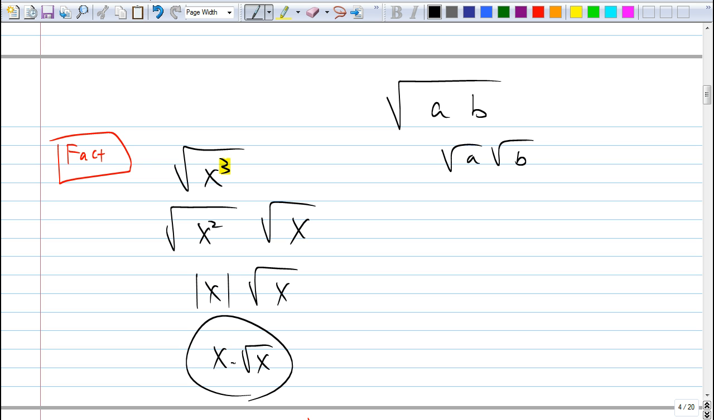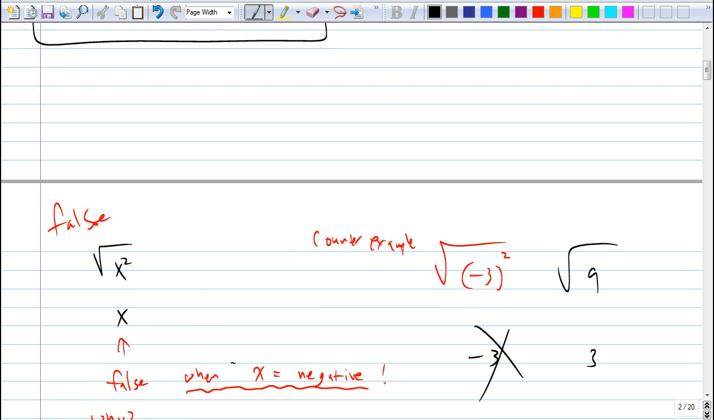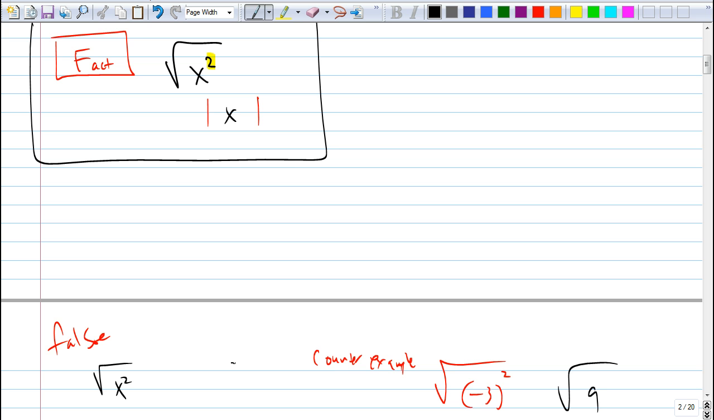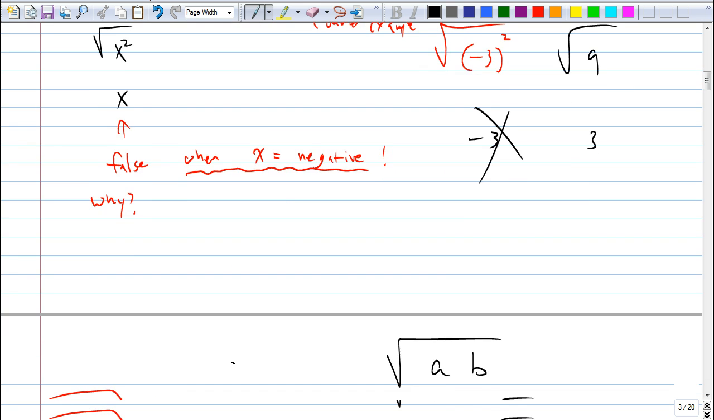Okay, I want you to think as a team. What do you think? How come we don't need the absolute value? Don't we need the absolute value here? We just said square root of x squared is absolute value of x, right? How come we don't need the absolute value here, guys? Think about it. Why not?